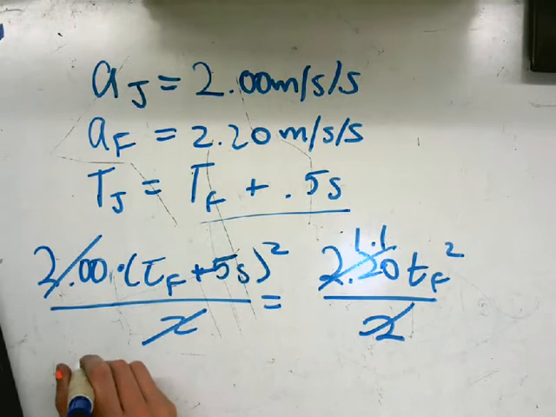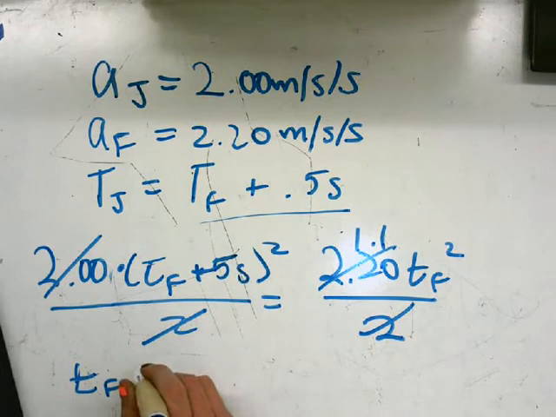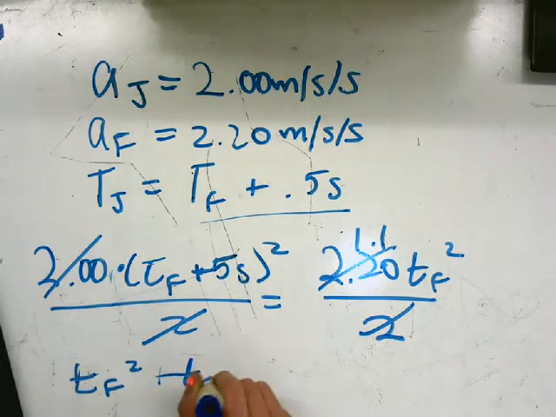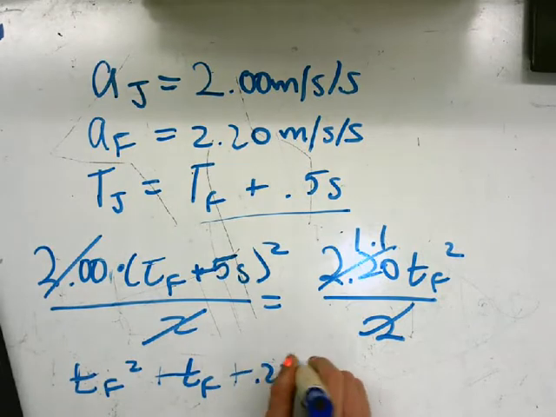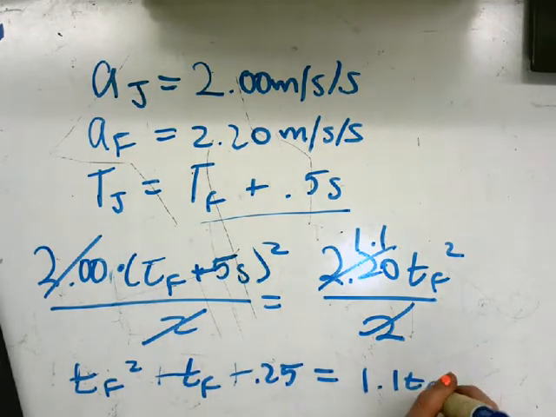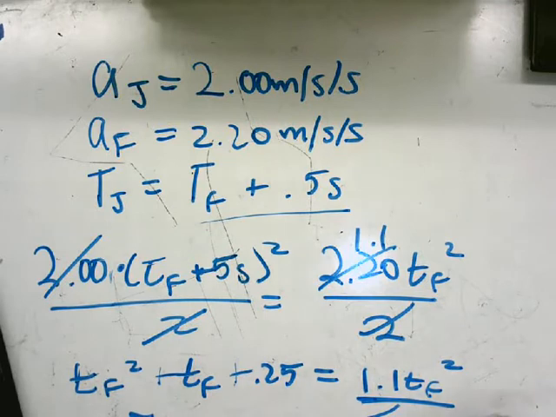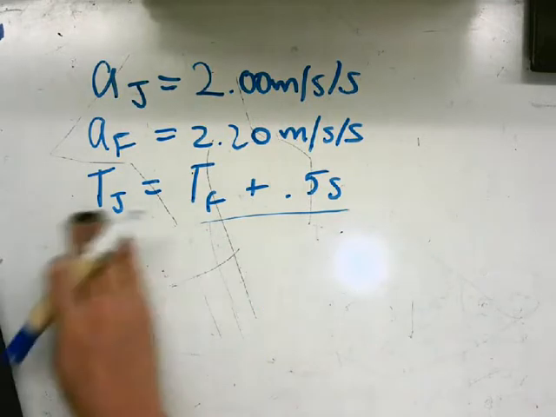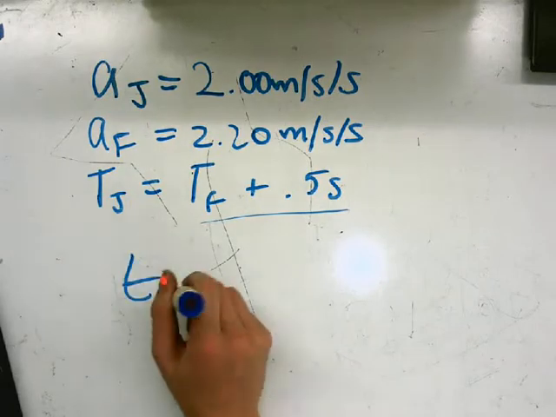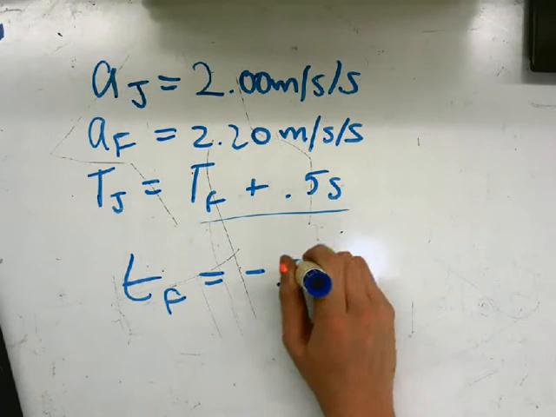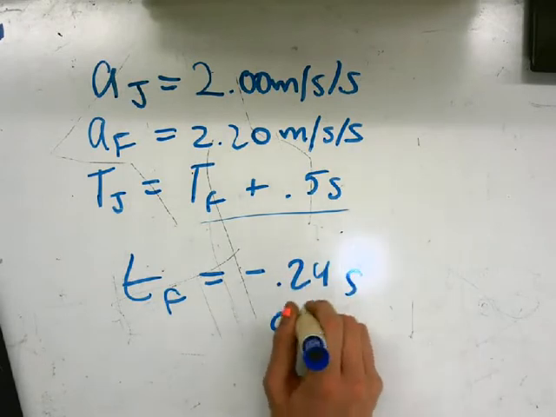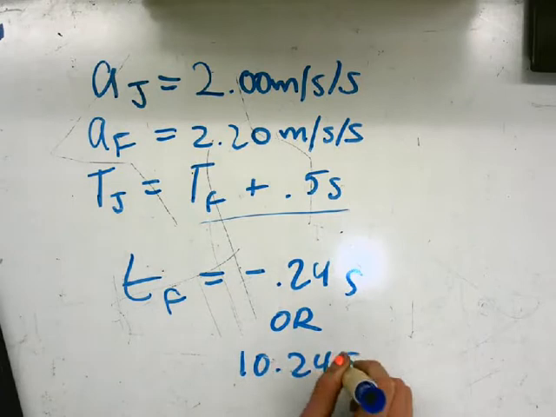Now, solving for the time of the friend, we move this over to this side, and then we solve for TF, and we get that TF is equal to negative 0.24 seconds or 10.24 seconds. We know that negative 0.24 seconds isn't a possible answer, so we can eliminate it, and we get that the time of Jerry's friend when he overtakes Jerry is 10.24 seconds.